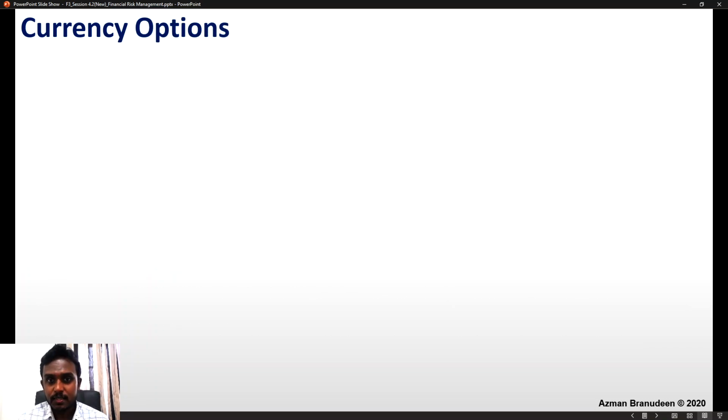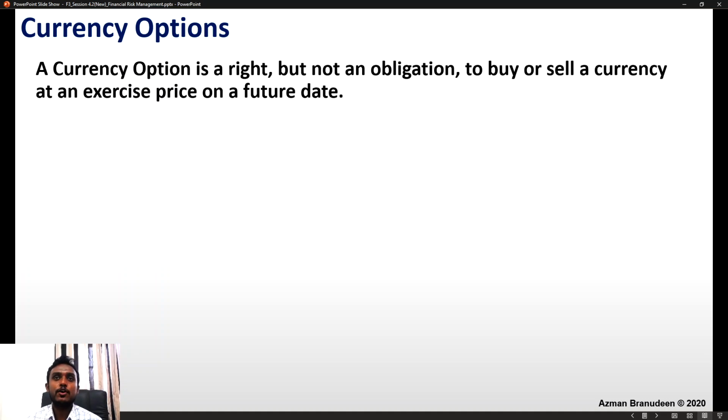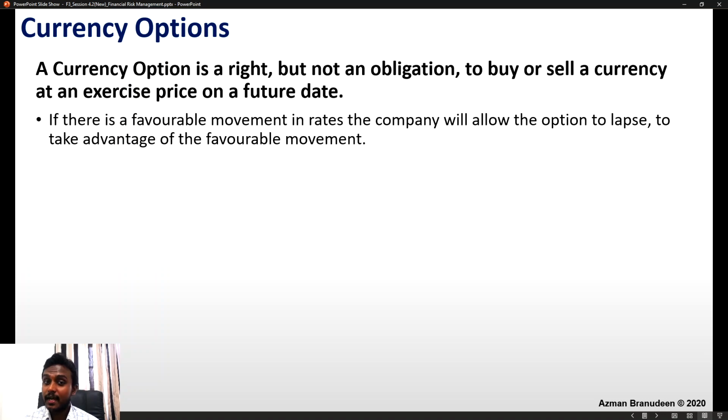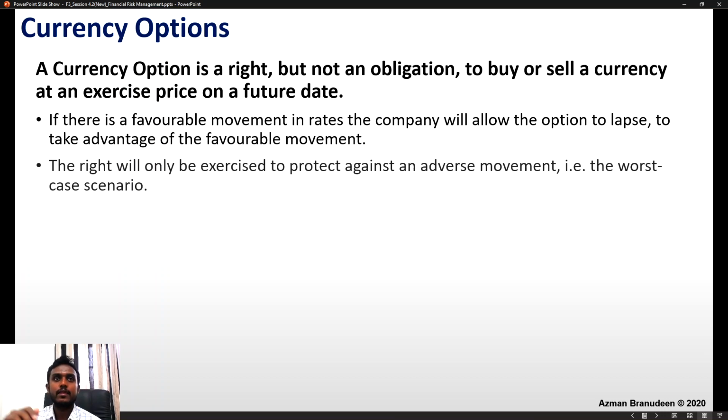The next instrument is currency options. The currency option is a right but not an obligation to buy or sell a currency at an exercise price on a future date. So it's a right, not an obligation. If there is a favorable movement in rates, the company will allow the option to lapse to take advantage of the favorable movement. The right will only be exercised to protect against an adverse movement. That is the worst case scenario.